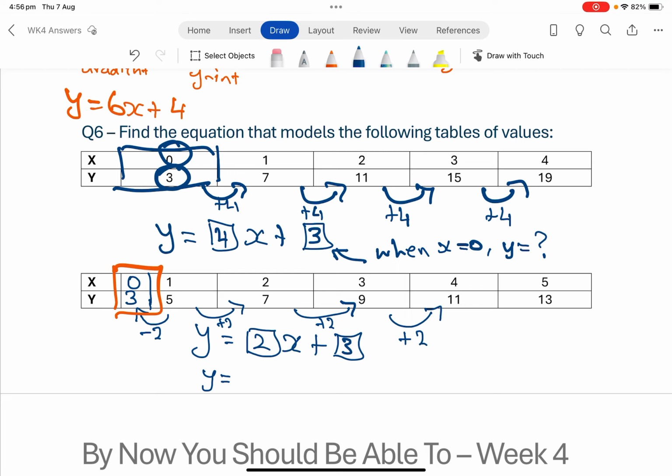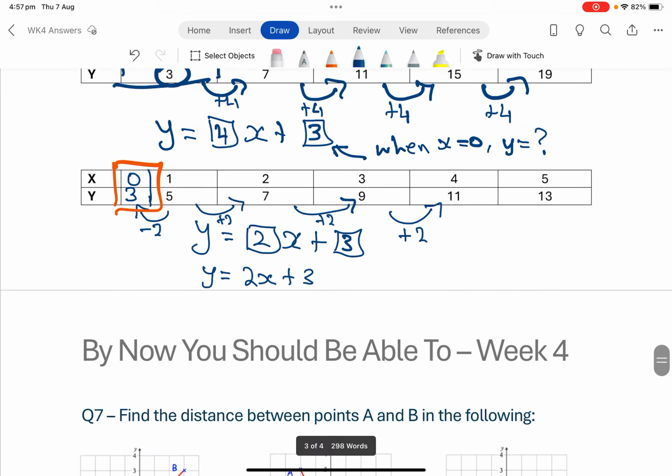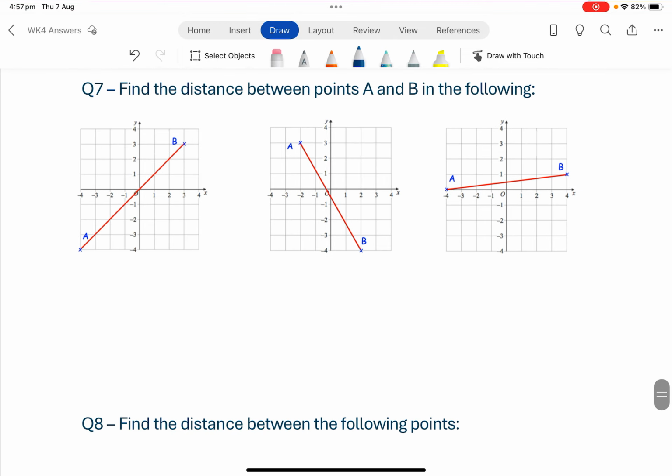And once again, if you want to write that a little bit nicer, you can write it like that. It's the same thing. Awesome. All right, find the distance between the points A and B in the following. This is the one that's secretly Pythagoras.